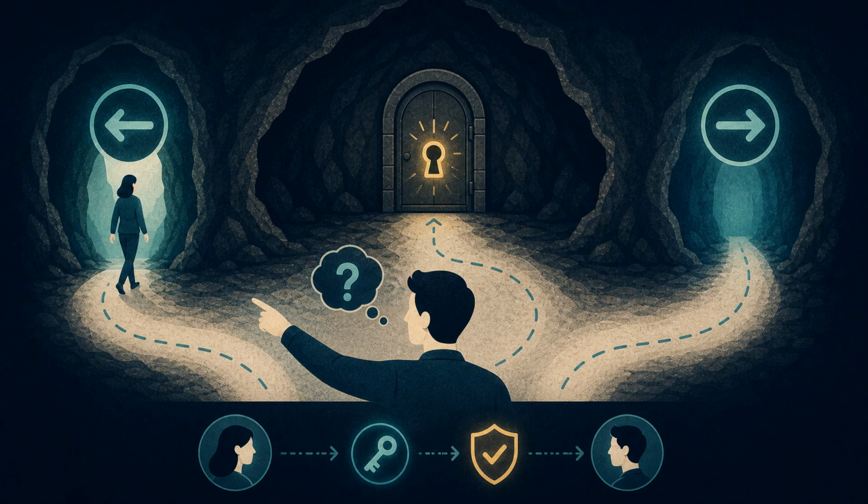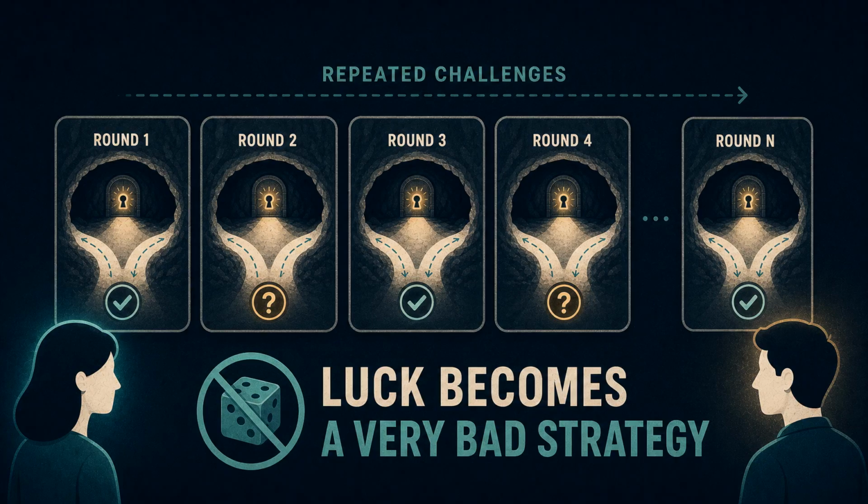If Alice knows the secret word, she can open the middle door and come out wherever Bob asks. If Alice does not know the word, she might still get lucky. She could enter one side, and Bob might ask for that same side. So one successful round does not prove much. But if they repeat the challenge many times, luck becomes a very bad strategy.